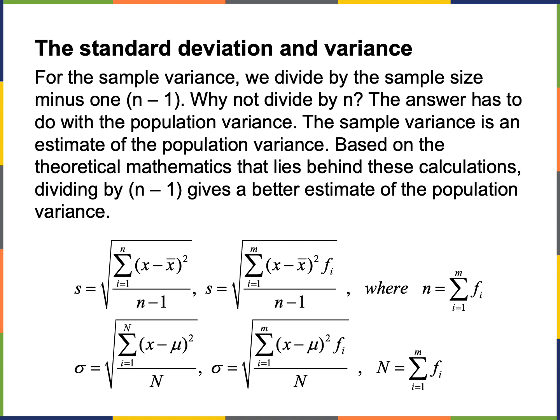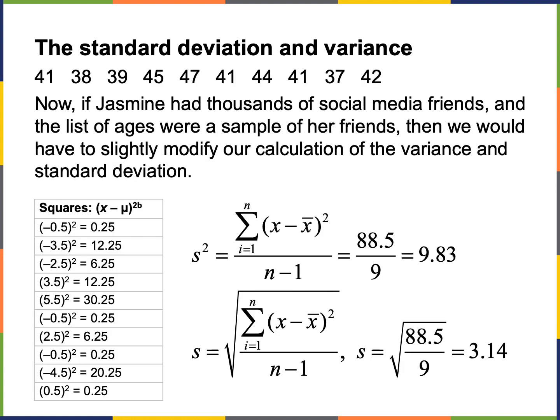So why do we divide by n minus 1? It has to do with the population variance. Since this is an estimate of the population, there's a lot of math behind that. I'm not going to bore you with it, but let's just trust that. If you really want to know, we can talk about it apart from this video, sure. Send me an email. But just know that when we're calculating sample standard deviation, we use this n minus 1.